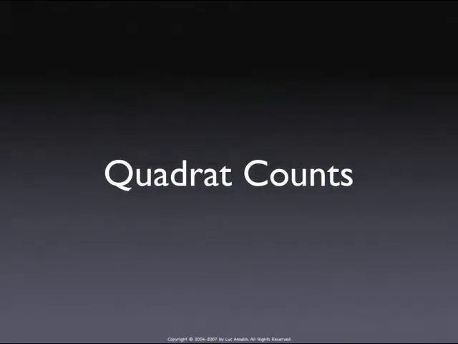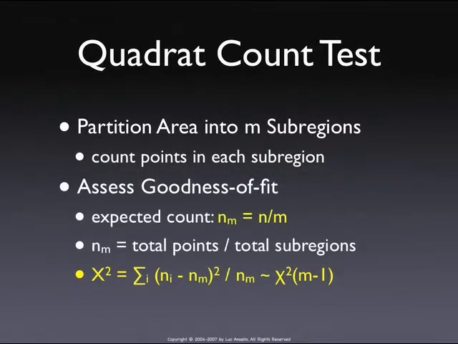Okay, let's start with the quadrat counts and the principle behind it. It's actually very simple. You have a point pattern, and if the point pattern is random, then no matter where you put a square, you should have roughly the same number of points. So what we're going to do is a goodness of fit test.